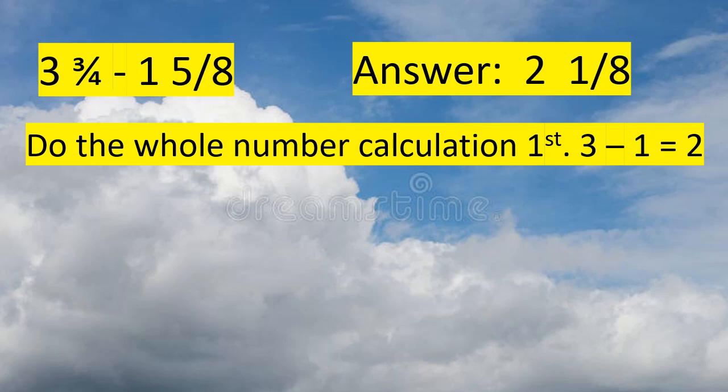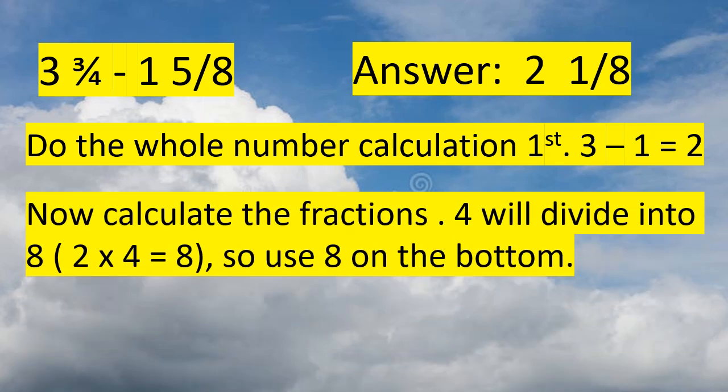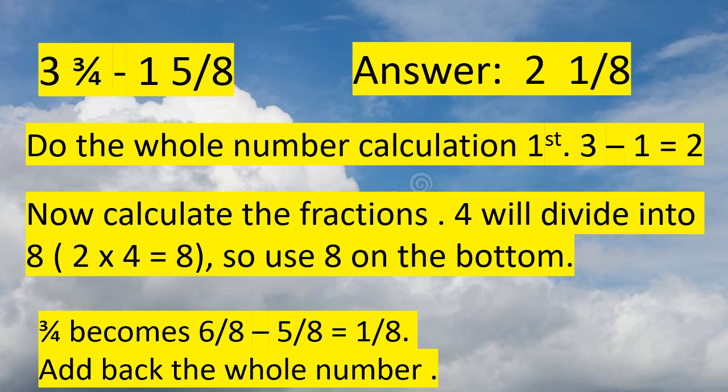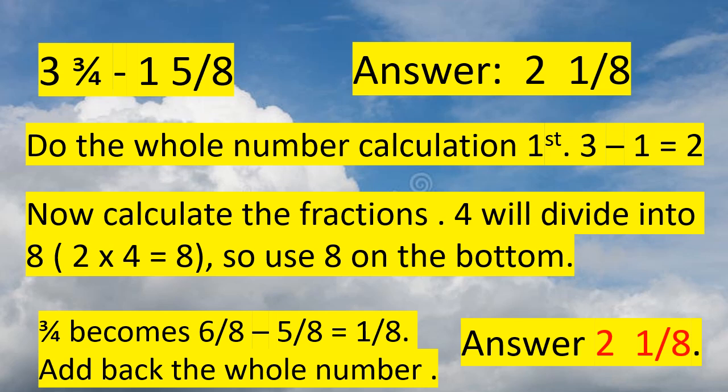So you do the whole number calculation first. 3 from 3 3/4 minus 1 from 1 5/8. So the answer to that calculation is 2. Now calculate the fractions. 4 will divide into 8. 2 times 4 is 8. So we use 8 on the bottom. 3 by 4 becomes 6 by 8. And we minus 5 by 8, so the answer is 1 by 8. And then we add back the whole number, which is 2, so we get an answer of 2, 1 by 8.